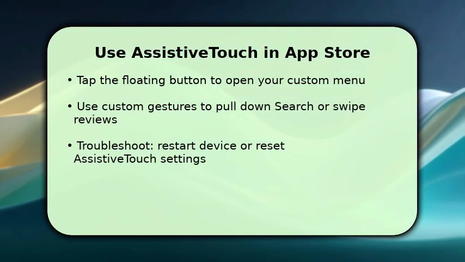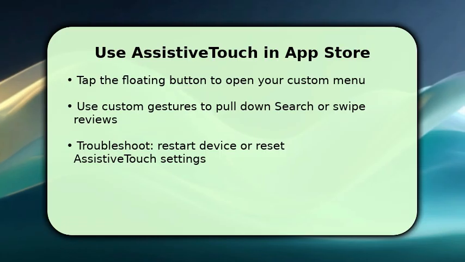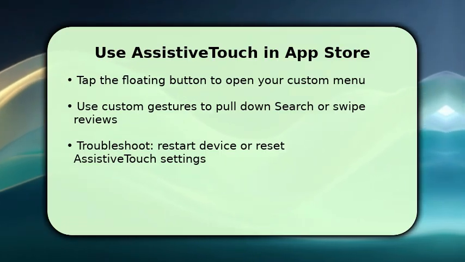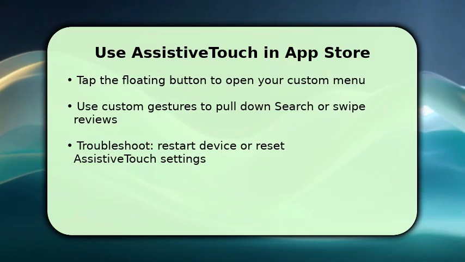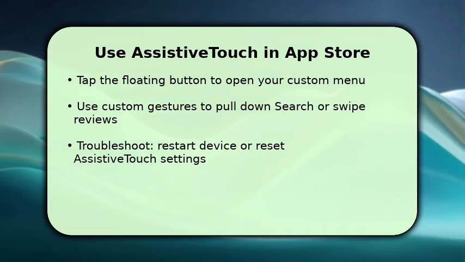Finally, use the floating AssistiveTouch button inside the App Store to access your shortcuts and gestures. Tap it to open your custom menu, then invoke gestures to pull down search, interact with product pages, or swipe through reviews without touching the screen edges.